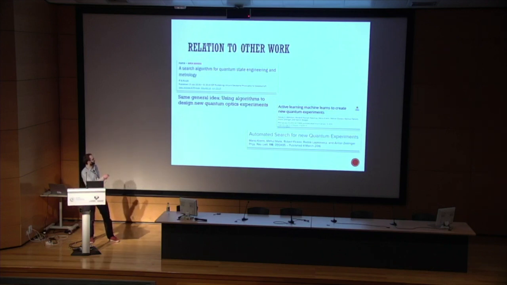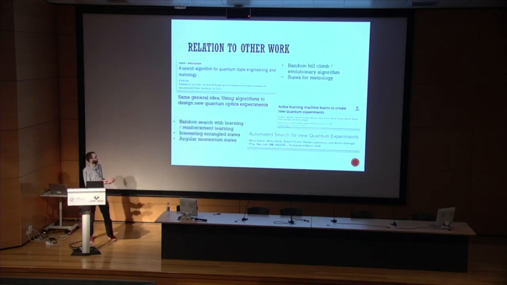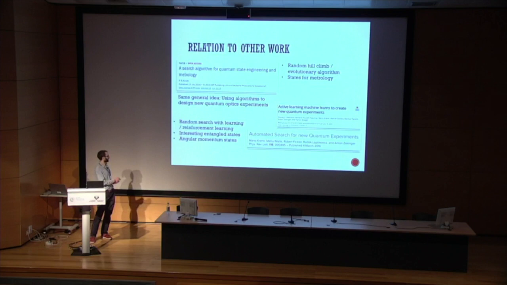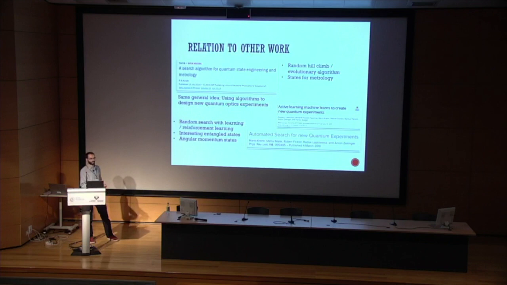So we've got the same general idea, which is using algorithms to design new quantum optics experiments. But there are some differences. I was using this random hill climbing algorithm, and now we're starting to use a proper evolutionary algorithm, which I'll talk about in a second. And I was interested in states for quantum metrology. Whereas they were originally using a random search algorithm with some sort of learning, so the algorithm learns from previous experience, and now they're using this reinforcement learning algorithm. And they are interested in entangled states, such as these high-dimensional entangled states. And also the encoding, this is a sort of technical detail, but the encoding is slightly different. They were looking at angular momentum states.